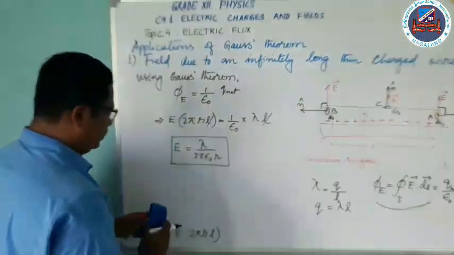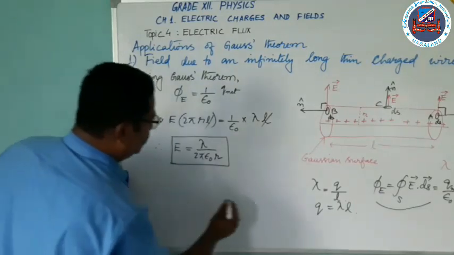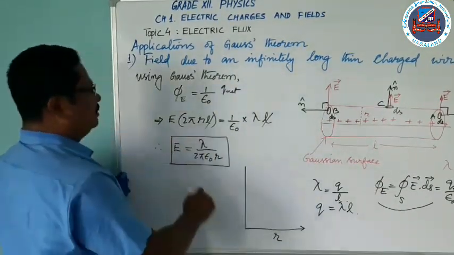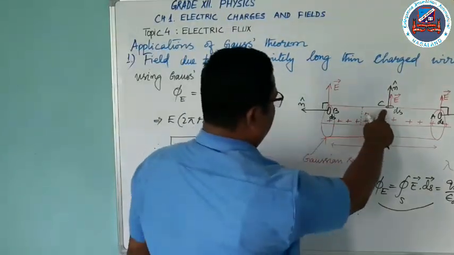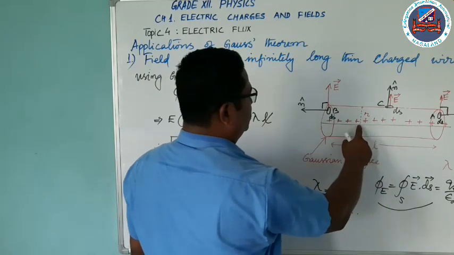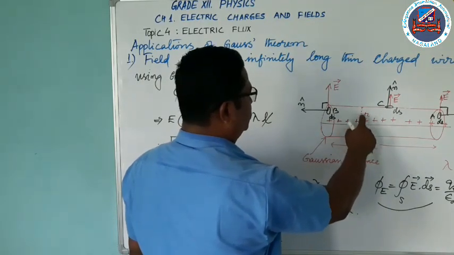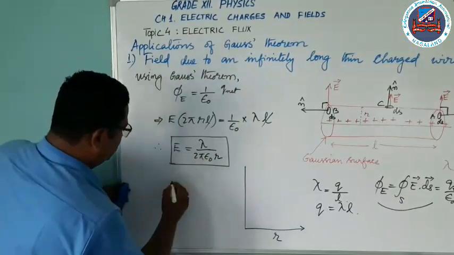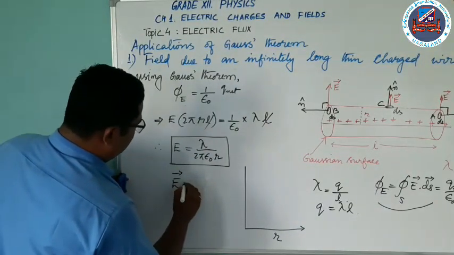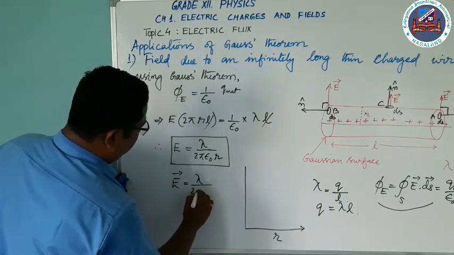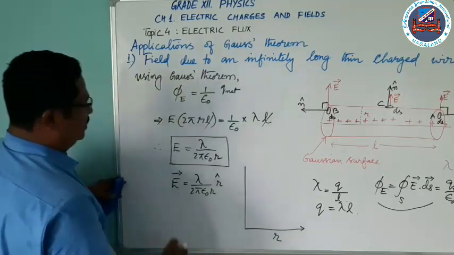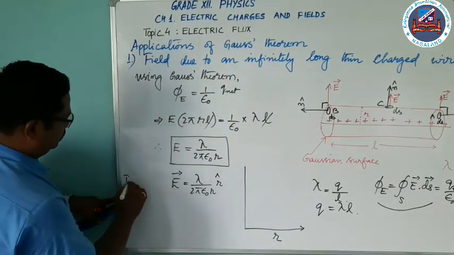If you plot it graphically, your graph will look like this. This is distance R. Ultimately we took the curved surface area, and the distance of the curved surface from the charged wire is R. So vectorially, you can write it as lambda divided by 2 pi epsilon naught R, times r cap. This is in vector form.